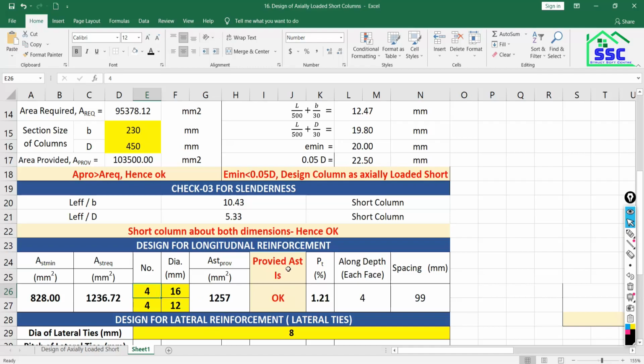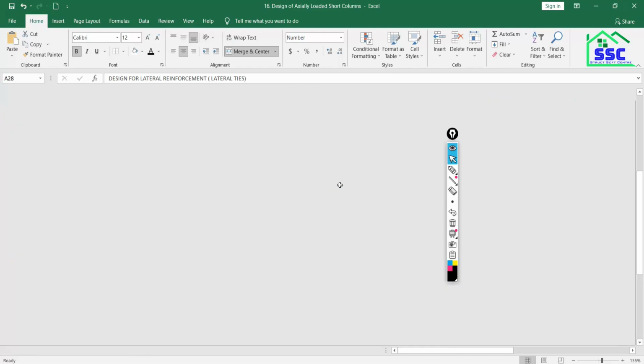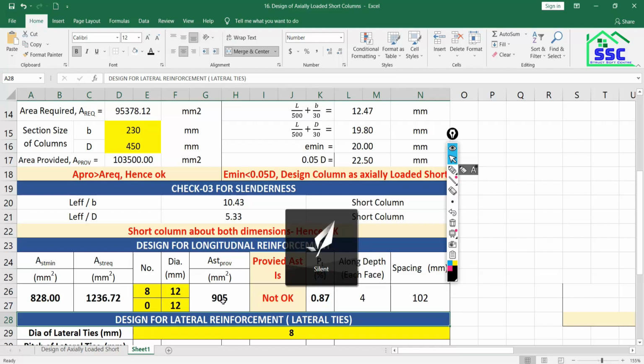See, we have to check whether the provided AST is okay or not. Requirement is 1236, so I would like to provide, yeah, 8 bars of 12 mm. There will be no reinforcement on the other layer. So 8 bars of 12 mm dia. So provided reinforcement, how much will it become? That is 905 only. No, it is not okay. Your provided is less than required.